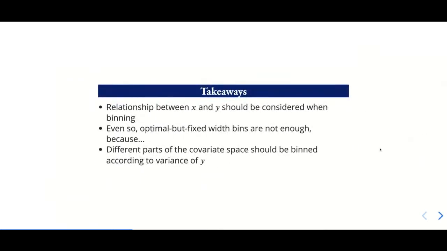Cool. So then what are our takeaways from this is that the relationship between x and y, where again, x is the covariates that we're matching on and y is the outcome that we're interested in, should be considered when making these boxes or bins. And even so, you should think that there could be an optimal width that takes both into account, but the fact that this is fixed across the whole covariate space is just not enough, because different parts of the covariate space should be binned according to the variance of y.